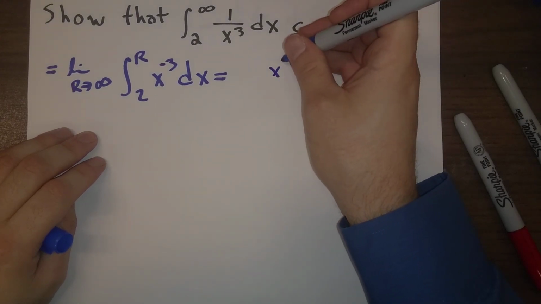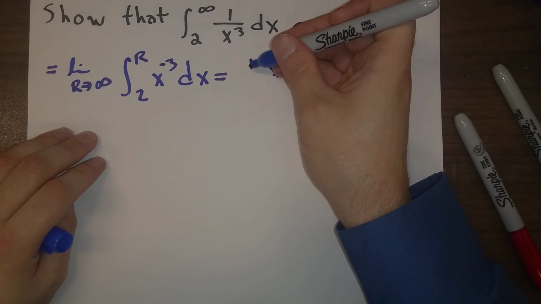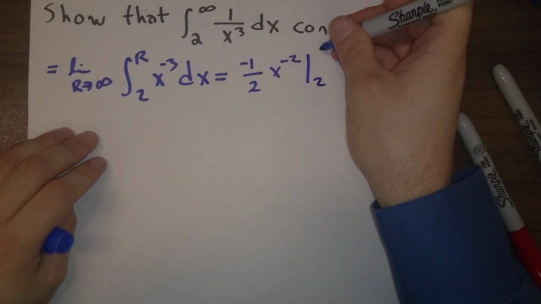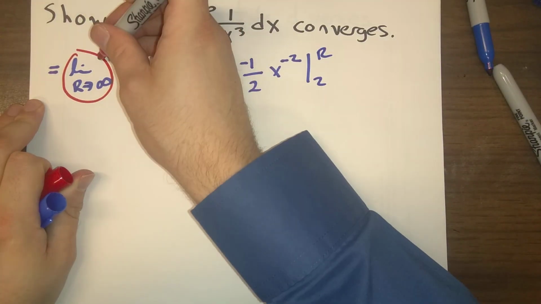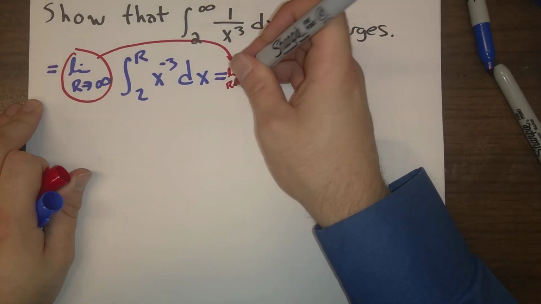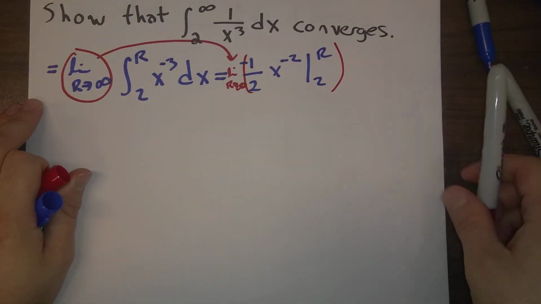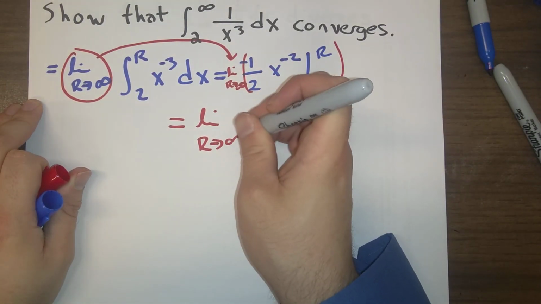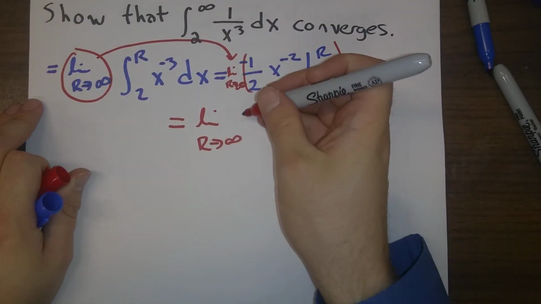Antiderivative of x to the minus 3 is x to the minus 2, and we divide that by minus 2. We plug in 2 and r, and what did I forget to copy there? Downside of Sharpie, so it would be difficult maybe for me to squeeze that in, but let me squeeze in that limit there. Okay, I'll make sure I copy the limit here. If we don't write that limit, it's not good notation. We need to include that limit.